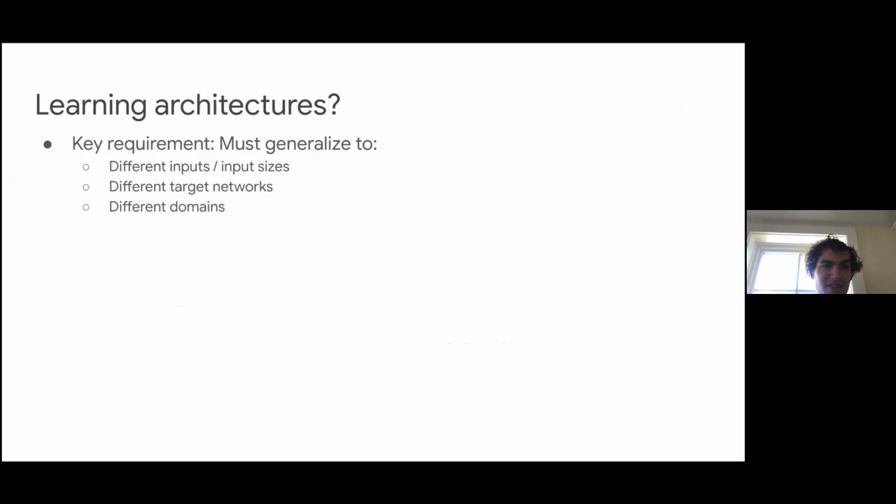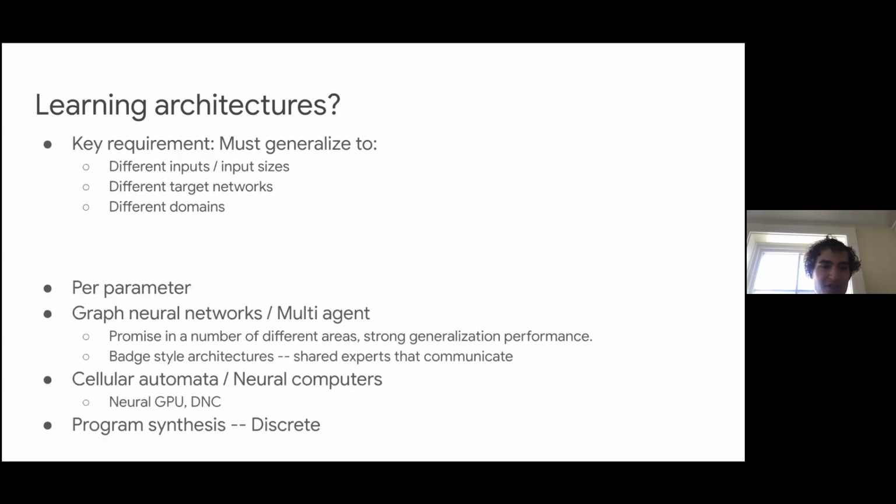There's a lot of work still to be done on learning architectures. The key requirement here is that these architectures must work on a wide variety of settings: different inputs, different targets, different domains, and so on. A lot of different types of solutions to these problems have been proposed, and it's unclear at the moment which types of solutions perform better.